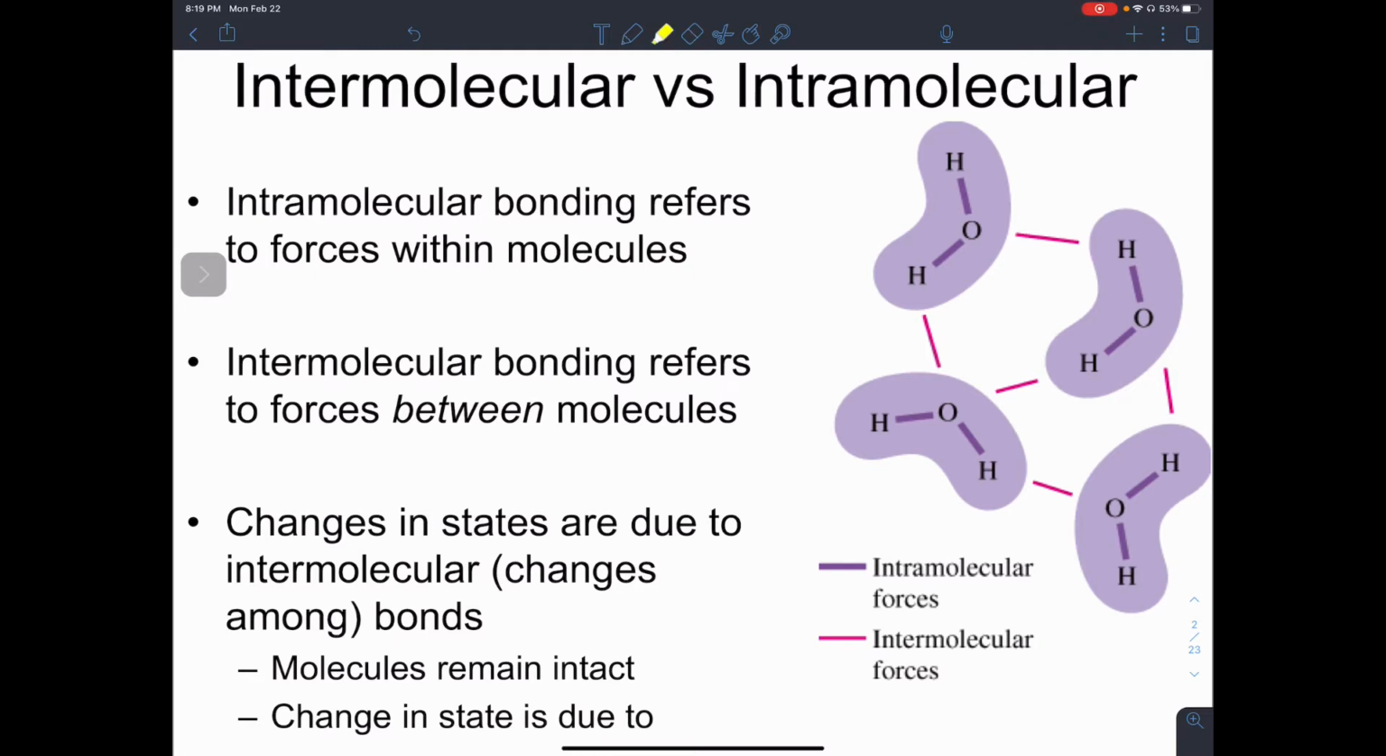One of those topics is inter versus intramolecular. Take a look at the prefix here. Intramolecular bonding refers to forces within molecules. On the other hand, intermolecular bonding refers to forces between molecules. It's been helpful for me to think about those parts of those words and associate them with other words that I know that have the same parts.